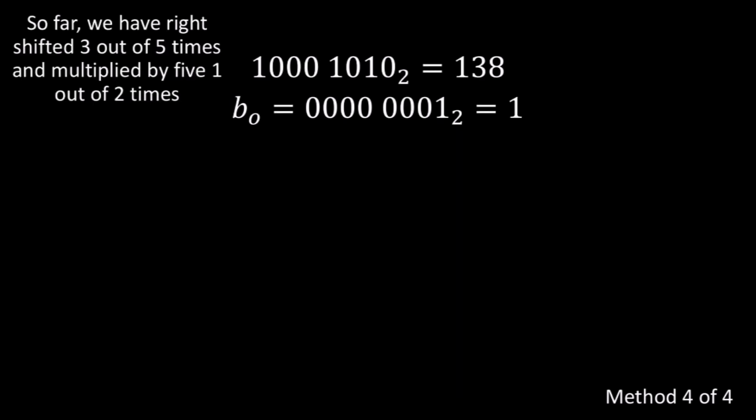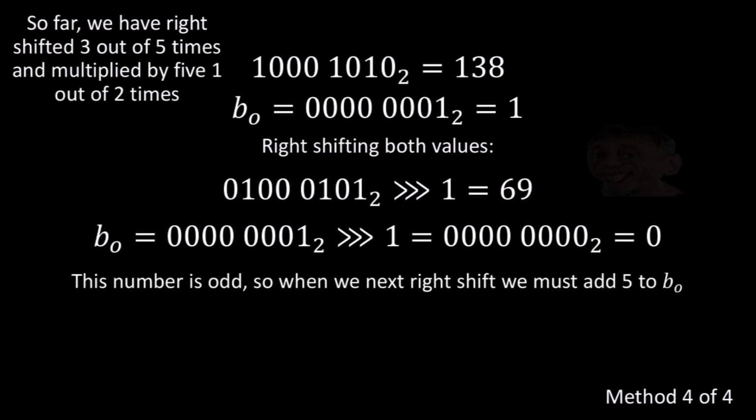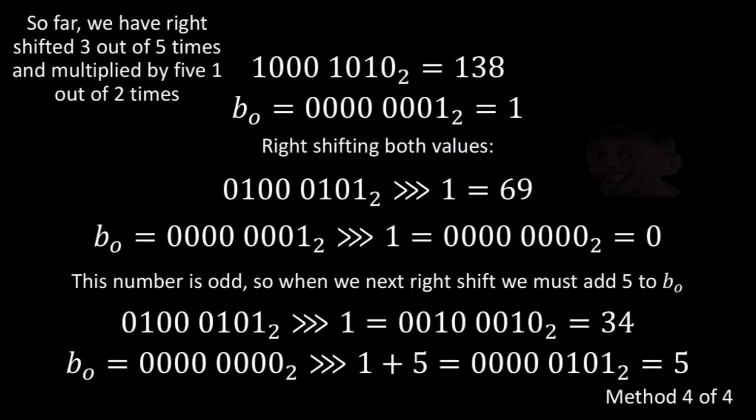Now we take the 138 and right shift it. This gives us 69. We also right shift B0, which is 1. This gives us 0. Now, as 69 is odd, we must add 5 to B0 next time we right shift. So 69 right shifted once gives us 34, and B0, which is 0, right shifted once gives us 0, added to 5 gives us 5.